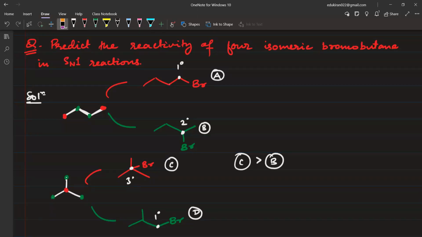If you are not, CBA, no, CBB will come, okay, fine. Up to CB is fine, we had written that much too. I was asking which is going to be the most reactive.